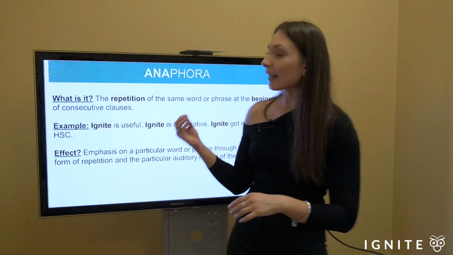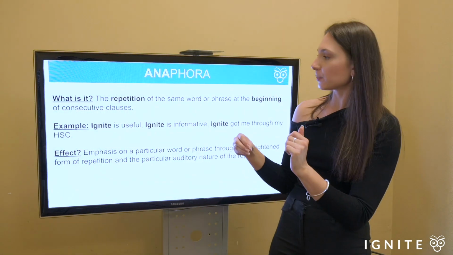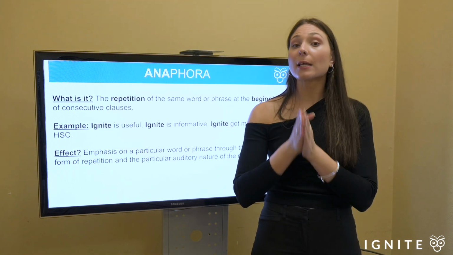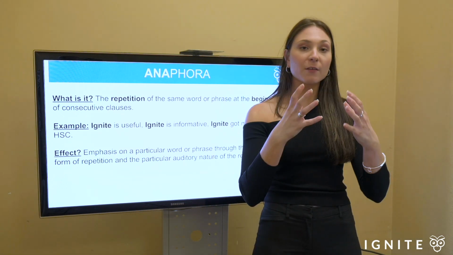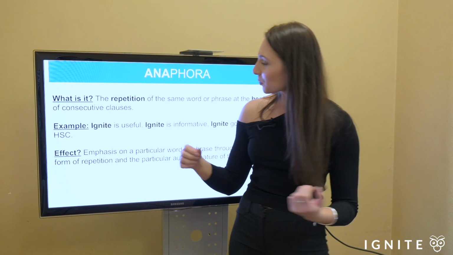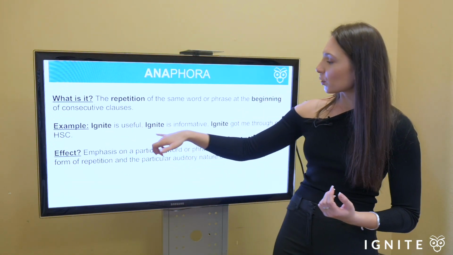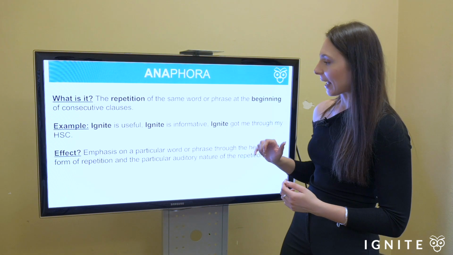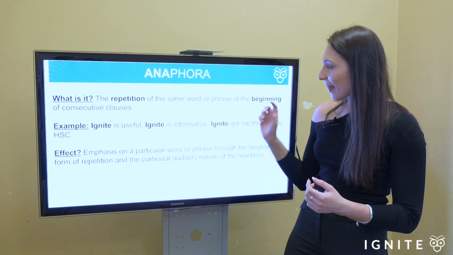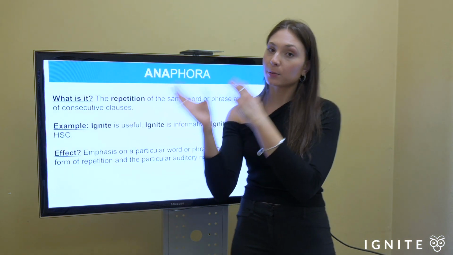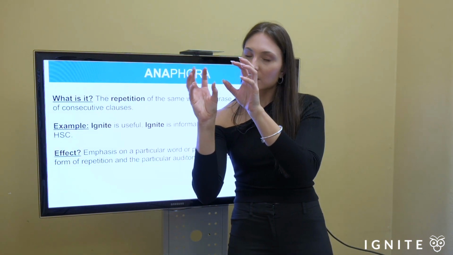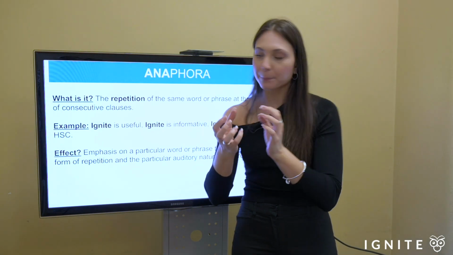Our next one is Anaphora, which is quite similar to Anadiplosis. That's where you have the repetition of a word or a phrase at the beginning of consecutive clauses. So the beginning of one sentence and then immediately at the beginning of the next sentence. So that's Anaphora. And another example, a cheeky one, I guess. Ignite is useful, Ignite is informative, Ignite got me through my HSC. Okay, so you can see Ignite has been repeated at the beginning of each clause, and that's what distinguishes Anaphora from Anadiplosis. Anaphora, it's at the beginning, whereas Anadiplosis is beginning and then end. So the repetition in Anadiplosis is in a closer proximity, if you will.